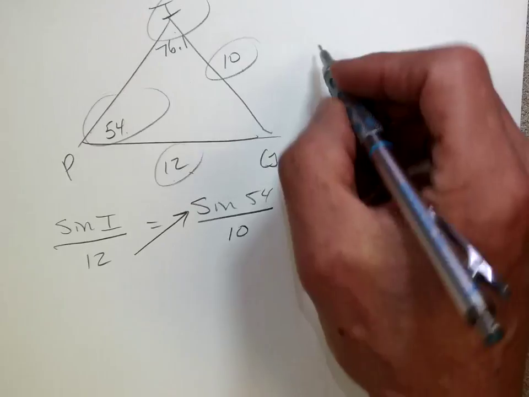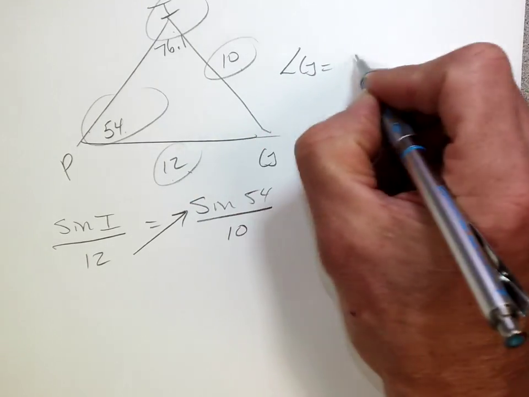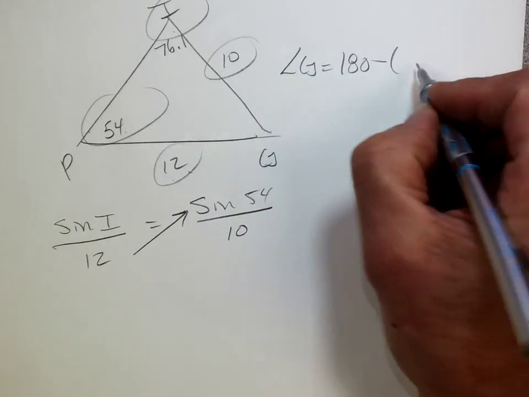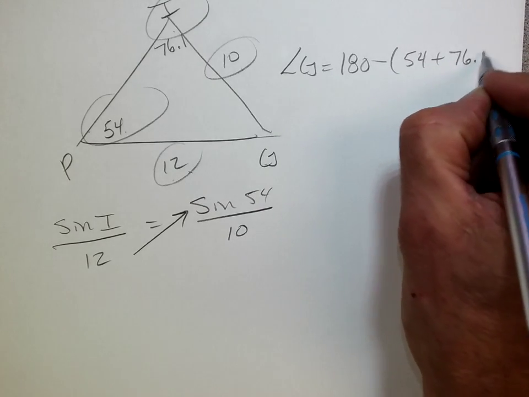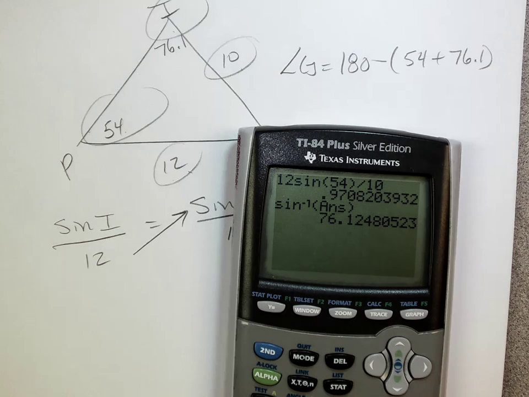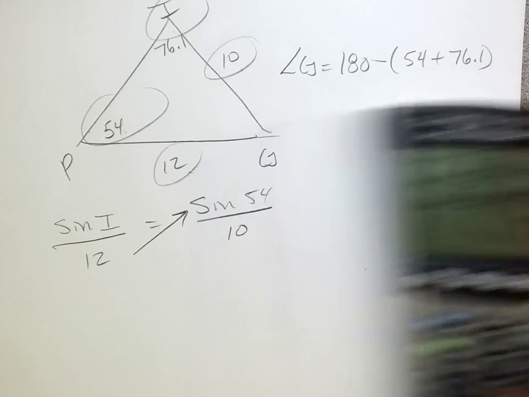Okay. Now, that's easy, but angle G is even easier because in a triangle, the angles add up to 180 degrees. So I'm going to go angle G is equal to 180 minus my 54 plus my 76.1. Gotta just do that, right? 180 minus my 54 plus my 76.1, and I get a 49.9.